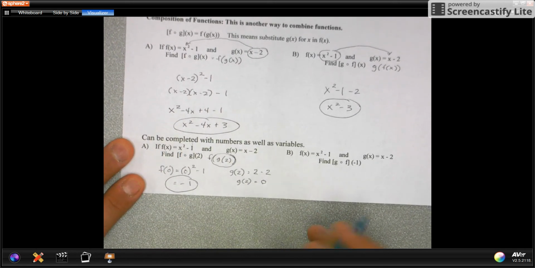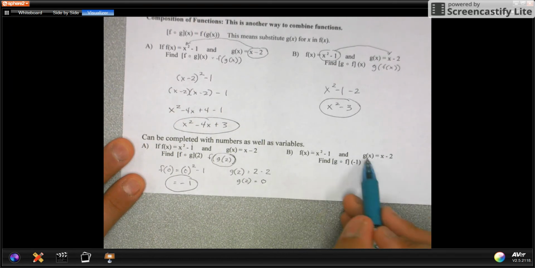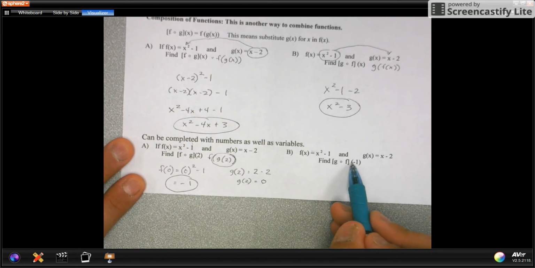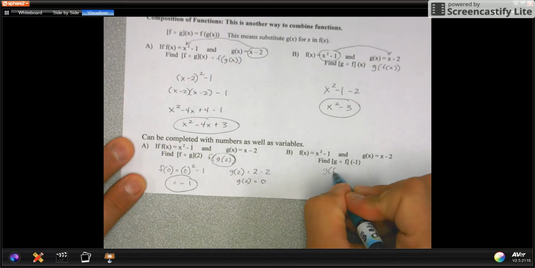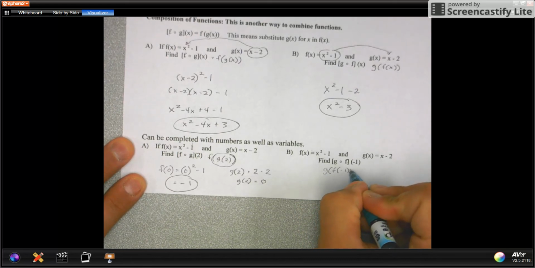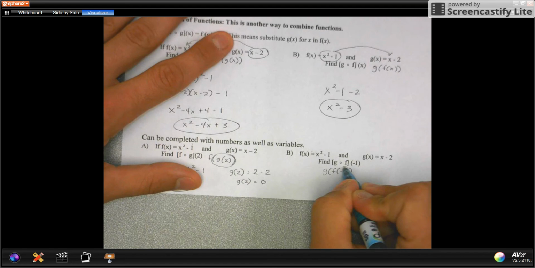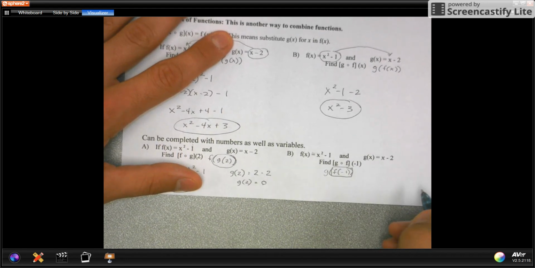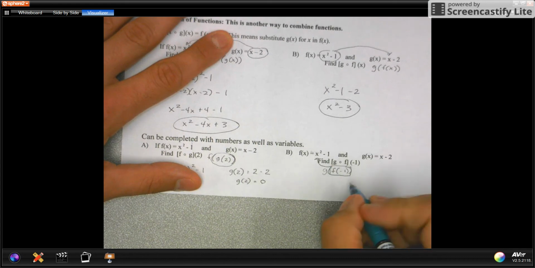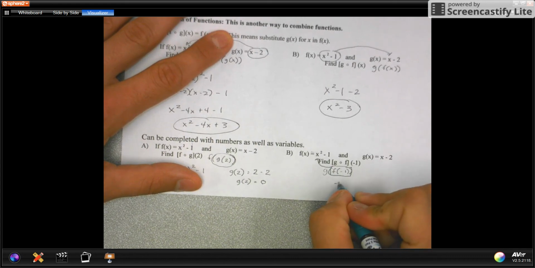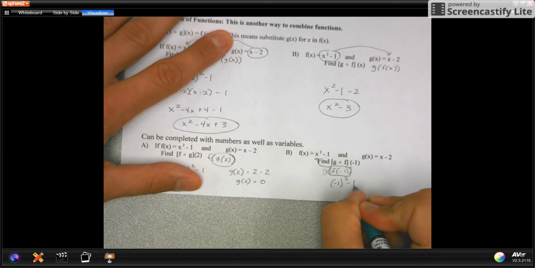On the right side, again, same functions. I'm now doing the opposite. I'm taking negative 1, plugging it into function f first. I'll take that answer and plug that in for g. So if I were to rewrite this, it would look like this. And again, what I'm going to do first is evaluate this. So I'm going to take negative 1 and plug it in for f. So I'm left with negative 1 squared minus 1.